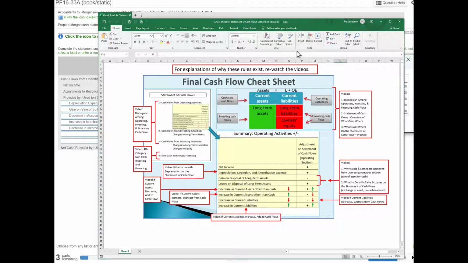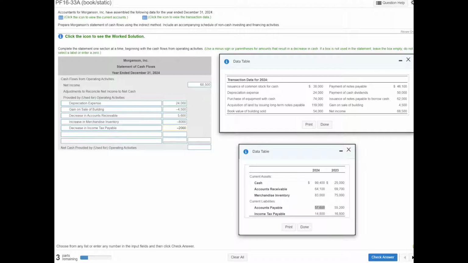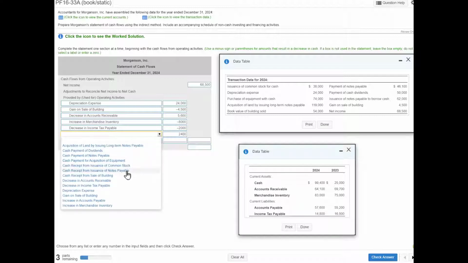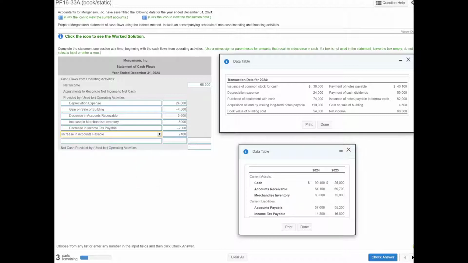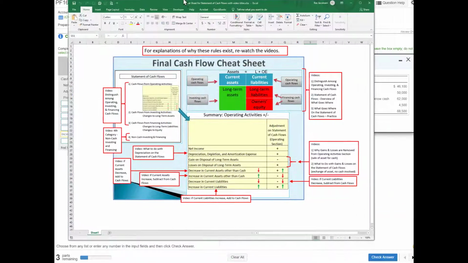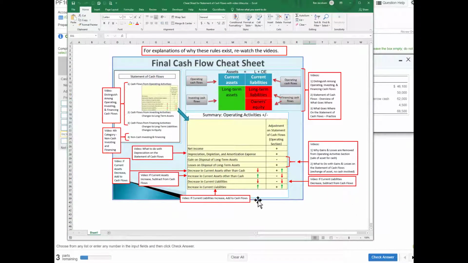So the next one, we've got AP going up, and our rule says if there's an increase in current liabilities, you're going to add that. So we're going to add that difference. And that difference for increase in AP is 2,400. Increase in AP. Now that one's harder to explain off the top of my head. So if you have trouble with that one, go back and review the video called If Current Liabilities Increase, You Need to Add to Cash Flows.